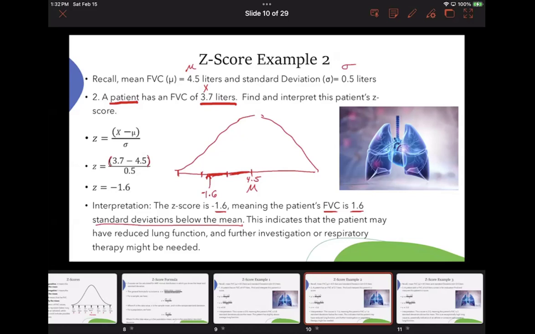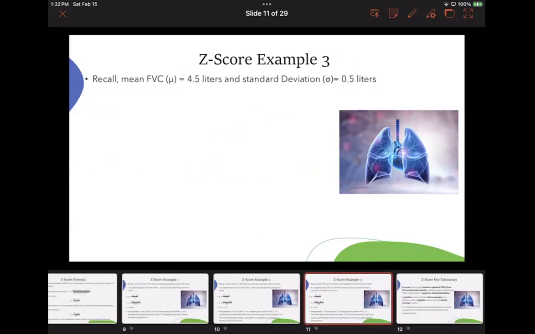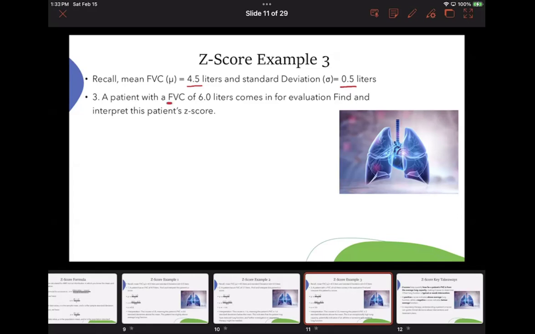So this is a patient with likely reduced lung function, and further investigation or respiratory therapy might be needed. So we've got somebody on the low end. You can see the big difference between a person over here and a person that's way up here. Visually, it makes more sense when you graph it on the distribution. Let's look at a third example. In the same application with 4.5 as the mean and 0.5 as the standard deviation, let's look at a patient with a forced vital capacity of 6 liters.